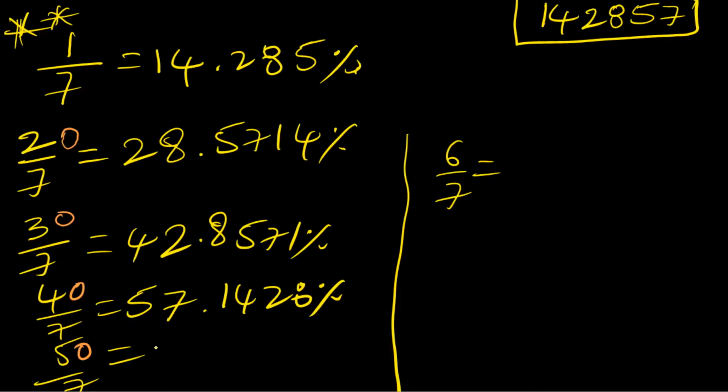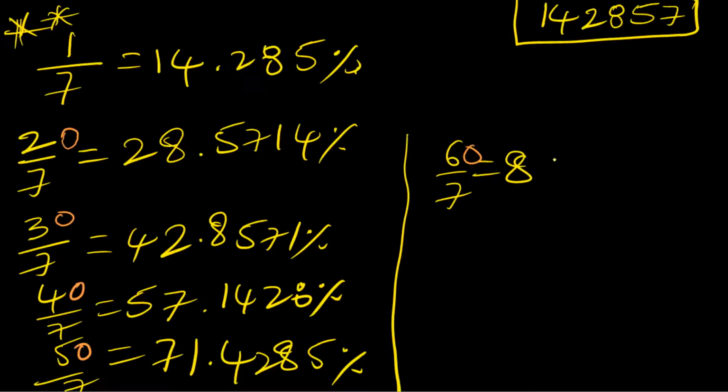9 7 7. So simply 7 1 4 2 8 5%, and put 0 here. 7 8 56. So 8 5.7142%.